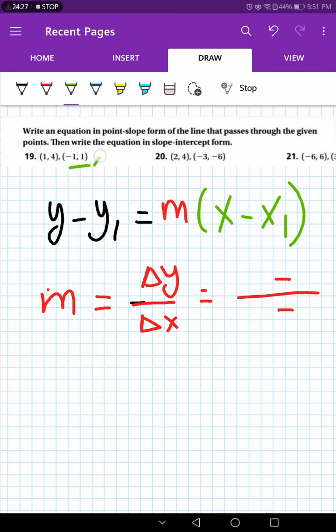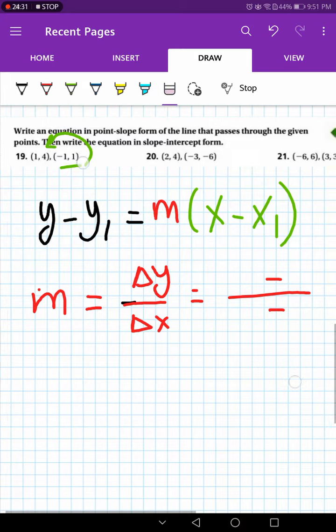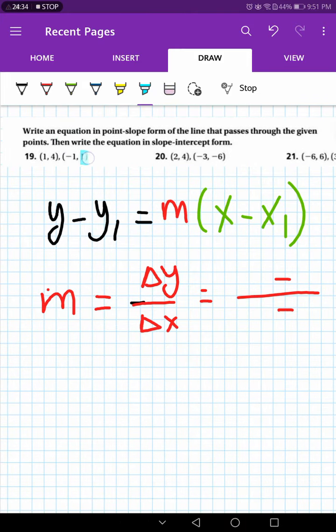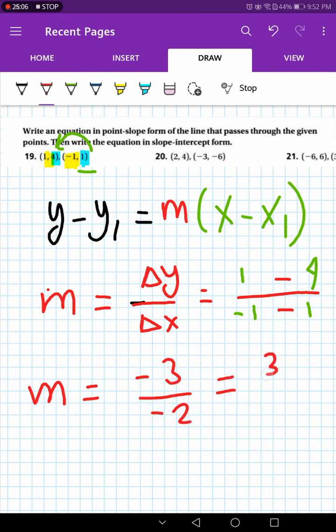I will move from here to here. My dear student, these are the y's, so I start with the y's, from this to this. So 1 is first and 4 is second, and in the same order, negative 1 first and 1 second. So m equals, my dear student, negative 3 over negative 2, which equals 3 over 2, because this will be plus. So we are done. Okay, m equals 3 over 2.